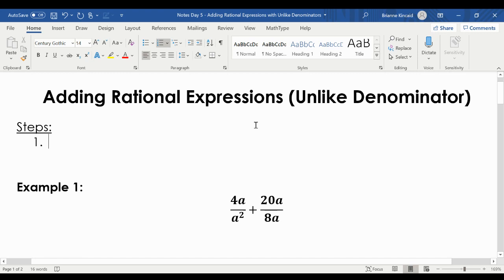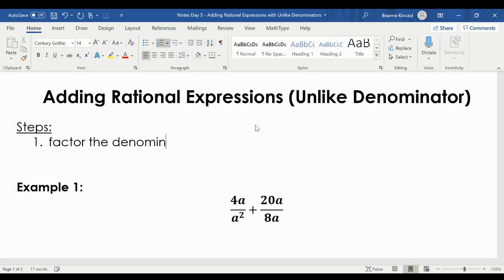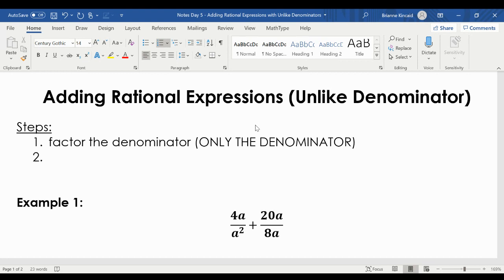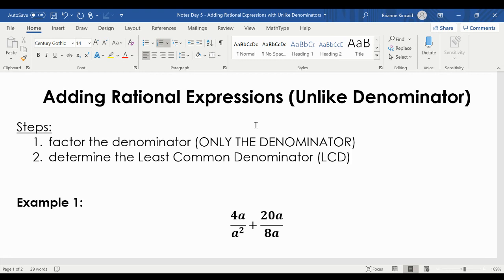Hey everyone, this video is to help you with adding rational expressions when we don't have common denominators. So it's going to be a little bit different. The first step that we're going to do is factor the denominator. More specifically, only the denominator. You want to leave the numerator alone. From there, we're going to determine the least common denominator, the LCD. The LCD is going to be the smallest term or terms that every single denominator can divide into.